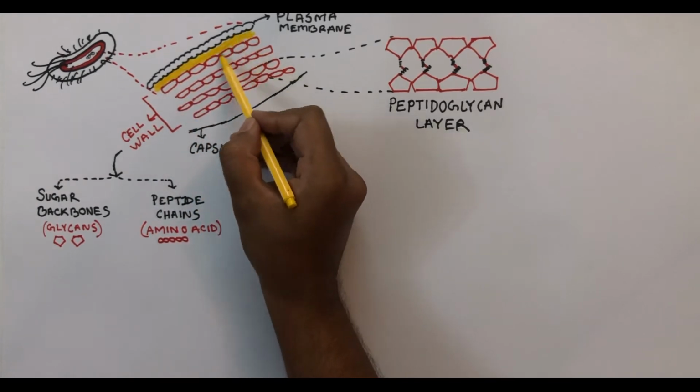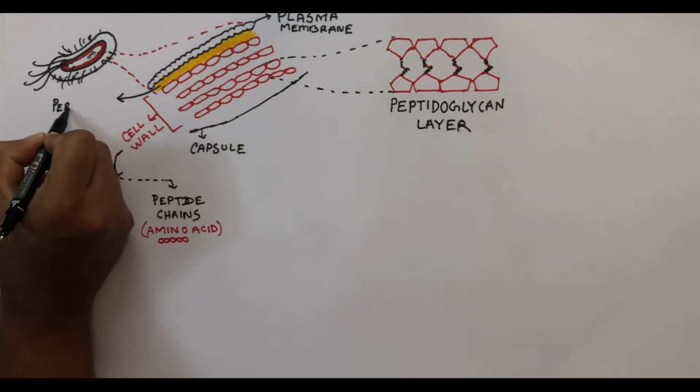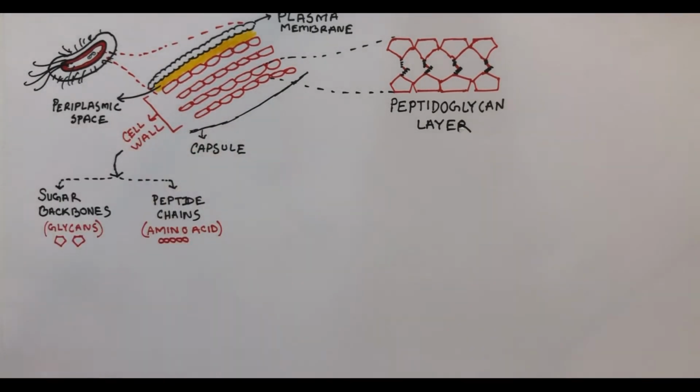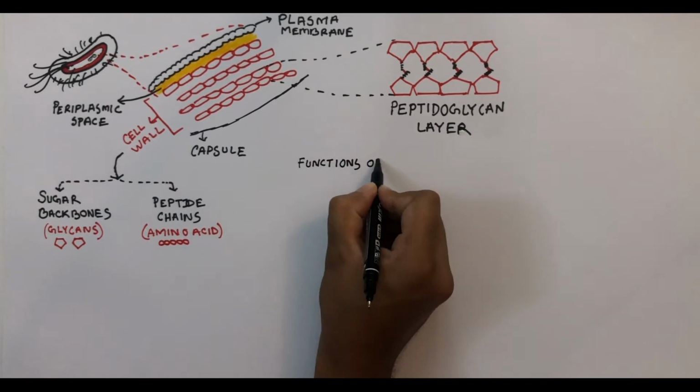There is a space in between the plasma membrane and cell wall that contains a gel-like matrix called the periplasm, and this space is the periplasmic space. This space basically contains various types of proteins that concern with the cell's metabolism.